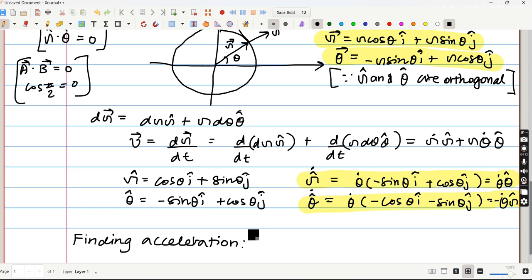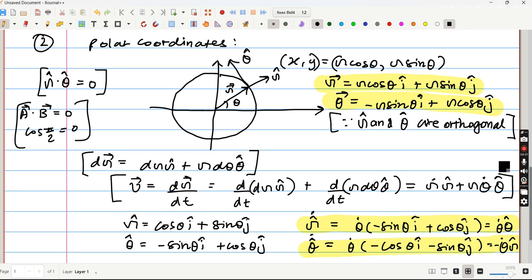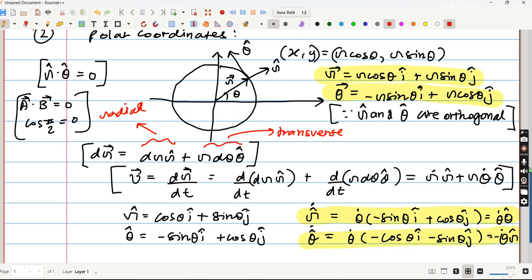So we already saw velocity, r dot r cap plus r theta dot theta cap, by just differentiating this infinitesimal vector dr. Again, just a revision. dr has two components. Your radial component, and I forgot to mention in the previous video that this is the radial component, and this is your transverse component.